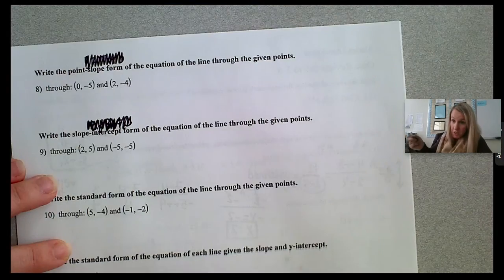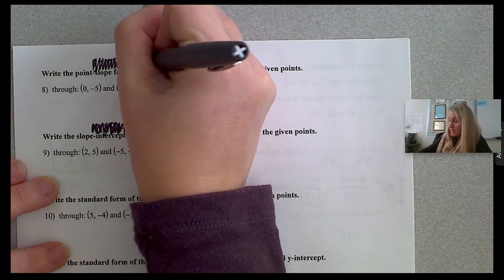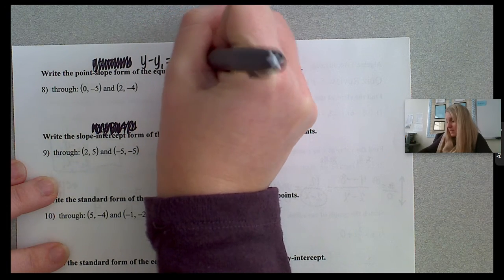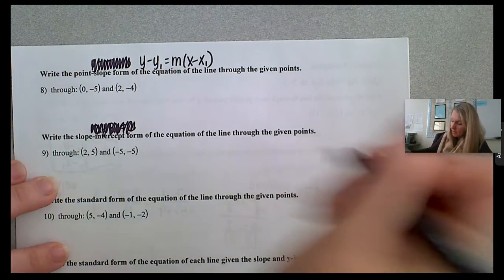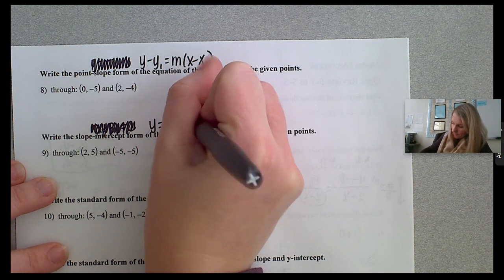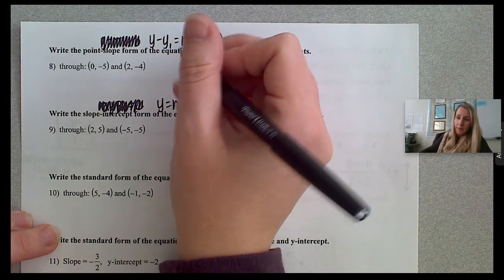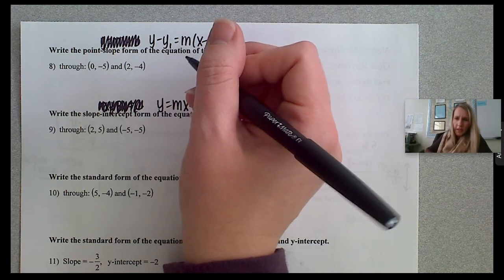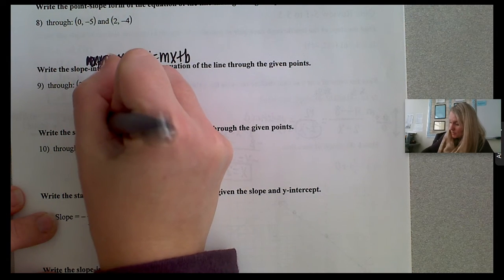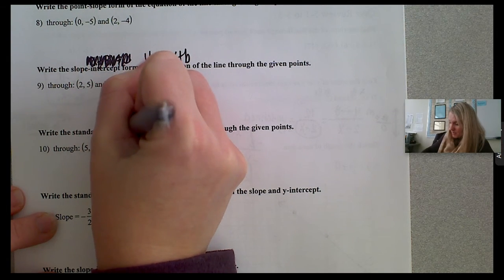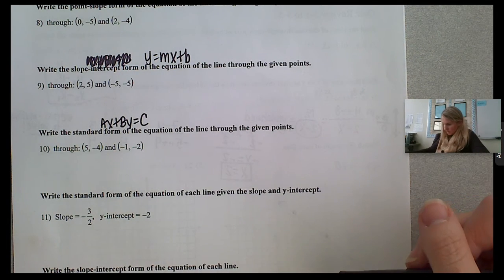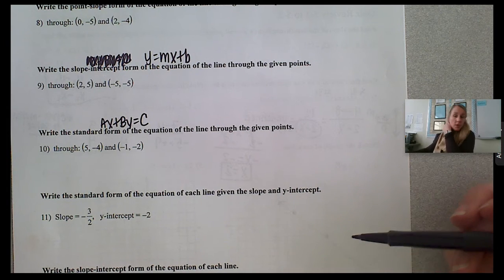I'm sorry, the first one is point slope form. That's y minus y1 equals m parentheses x minus x1. And slope intercept is y equals mx plus b. Sorry, I was trying to write based off of what I was looking at on the screen, not on my paper. Standard is ax plus by equals c. Okay, that makes more sense. And then another standard, and some slope intercept. Okay, so let's go through.